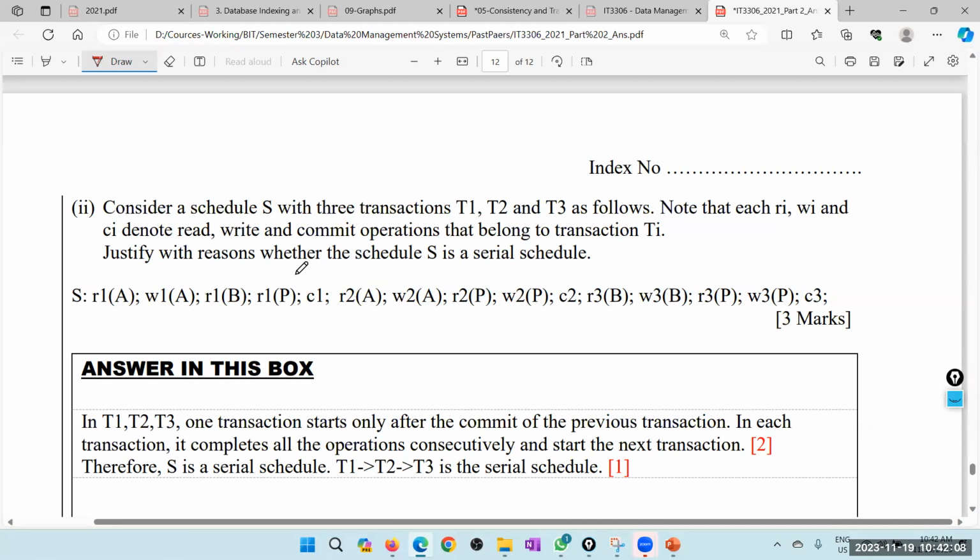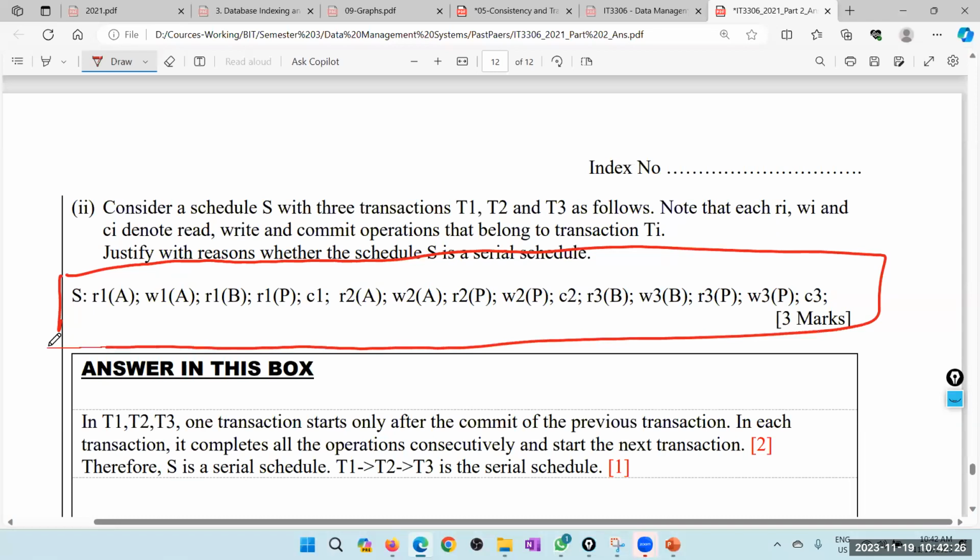Right. So this one also you can do, because it's the same question. Only thing is you have more things there. Okay. So do it as an exercise, right? Because otherwise, if I do it, you don't get an opportunity to do it. So the C1, C2 are commits. Okay. So at the end, transaction 1 is committed. This is where transaction 2 is committed. And this is where transaction 3 is committed.